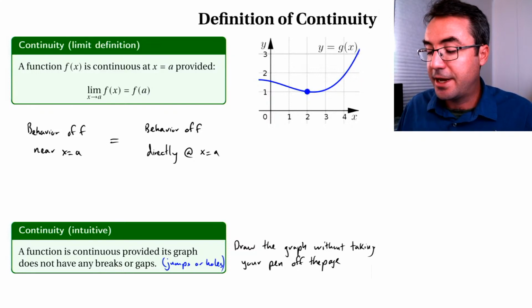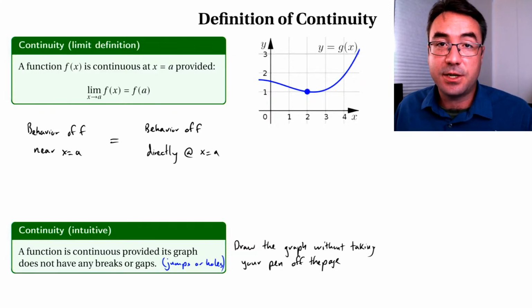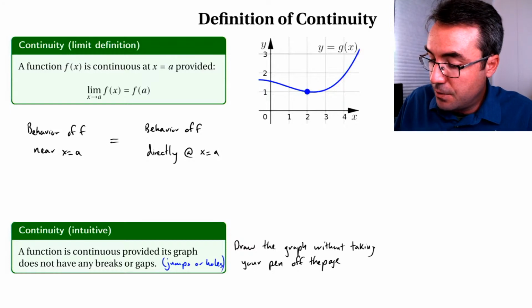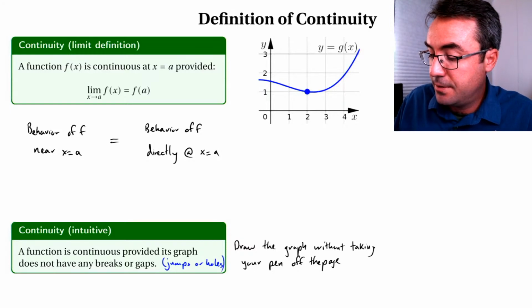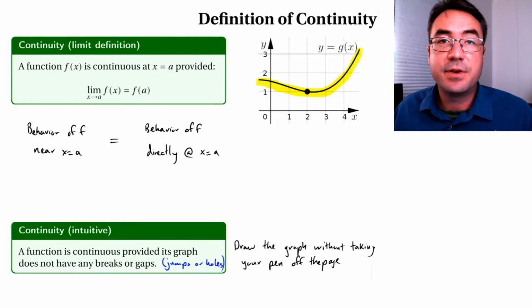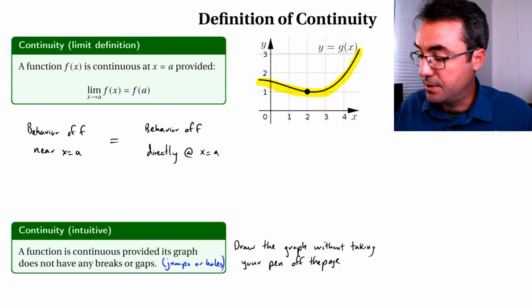So let's just look at the little graph above. That's a continuous function. And so let's just trace over it. And what we see is that we can trace over it without ever having to take our pen off the page. There's no jumps, there's no holes in it. That's a continuous function.